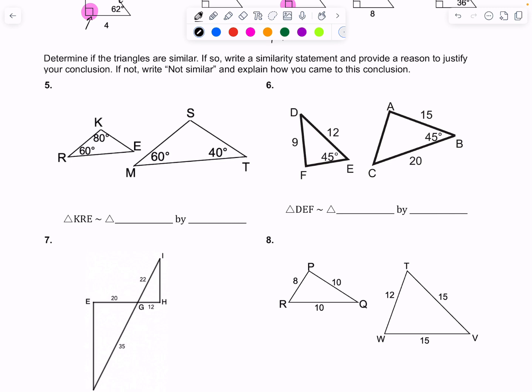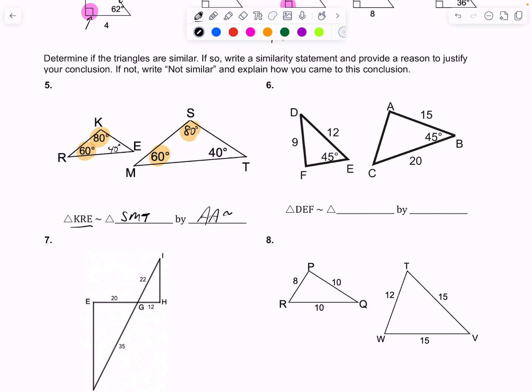Okay, so in this first one, I'm going to do number 5. Based on these angle measures, since they gave me 2 angles in each triangle, I can take each of these and find the third one. So 80 and 60 is 140, so this is 40 degrees. 60 and 40 is 100 degrees, so this is 80 degrees. And it looks like I'm going to be able to say they are similar. You can choose which 2 you want to use. I'll choose the 60 and the 80, and that's because of angle similarity. All right, so if we're going to go with KRE for the beginning of the similarity statement, I need to match up those angles with the next triangle, which would be SMT.